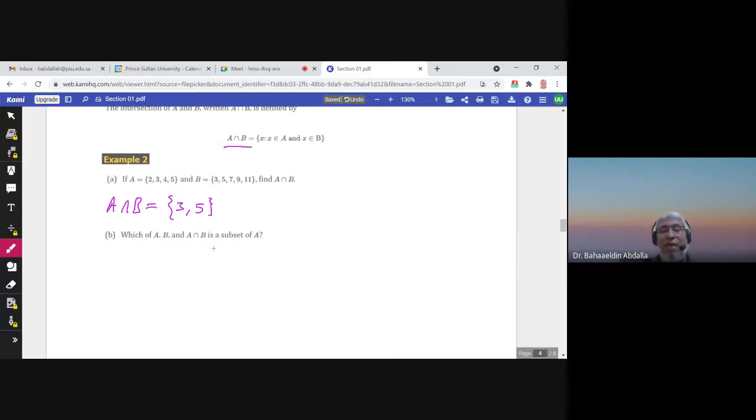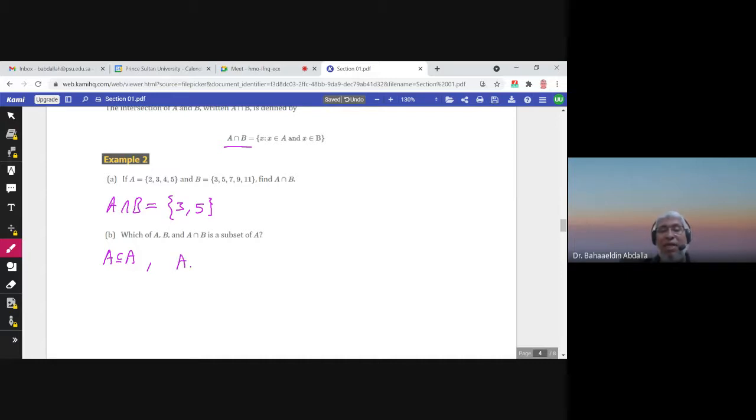Which of A, B, and A intersection B is a subset of A? All right. A. Is it a subset of A? Yeah, we say any set is a subset of itself. Okay, what about B? Is B a subset of A? No, because B has 7, for example, and 7 is not in A. So B is not a subset of A.